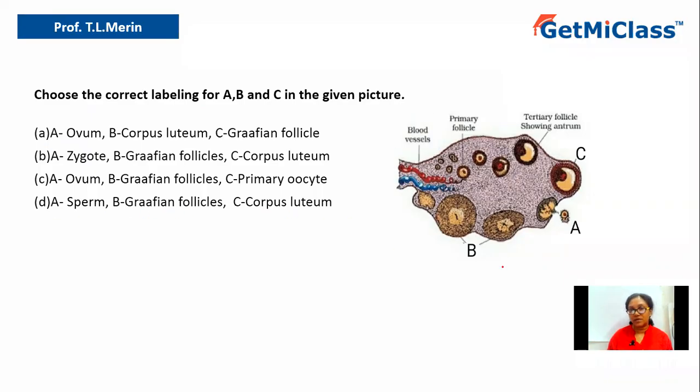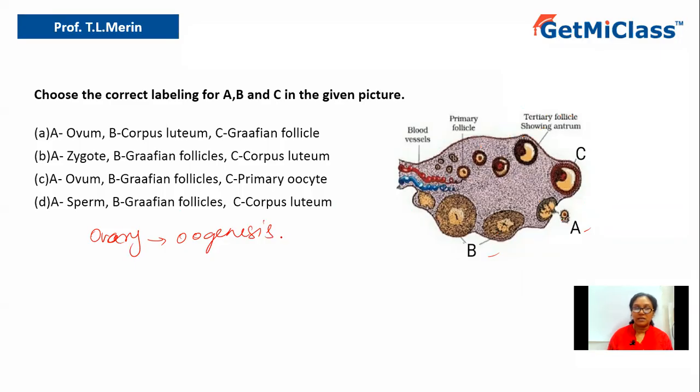So this is the picture that has been given, and these are the labeled parts, that is A, B, and C. If you look at this diagram, of course it is nothing but the ovary. The ovary is a spongy tissue like an almond, and this is where there is formation of ovum, which is called oogenesis. Oogenesis is nothing but the formation of the ovum.